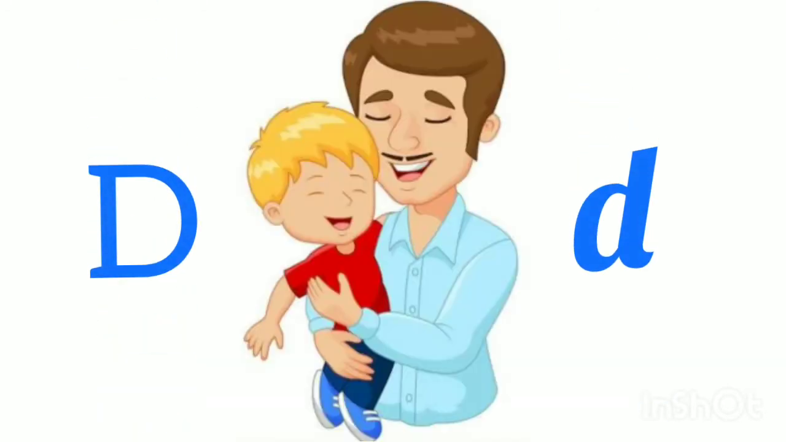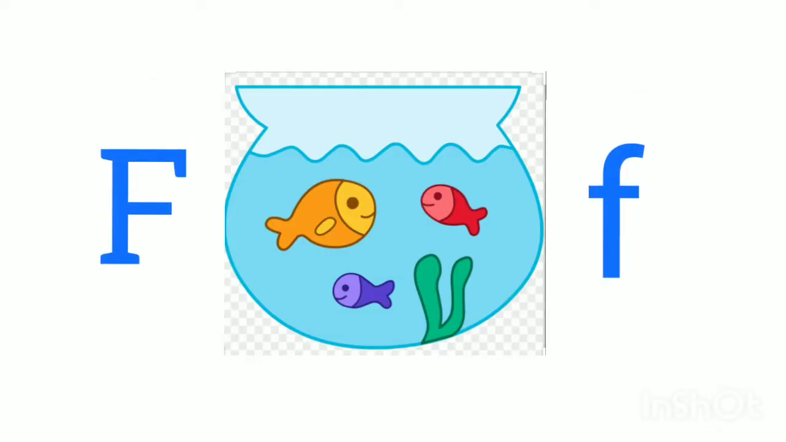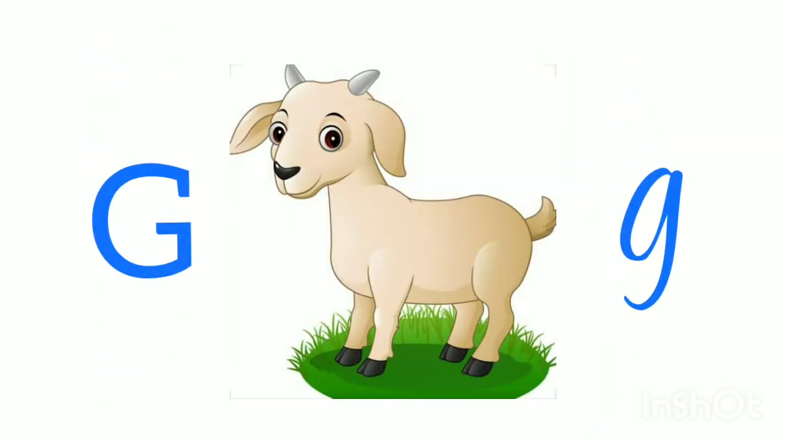D for daddy. D makes D. E for egg. E makes E. F for fish. F makes F. G for goat. G makes G.